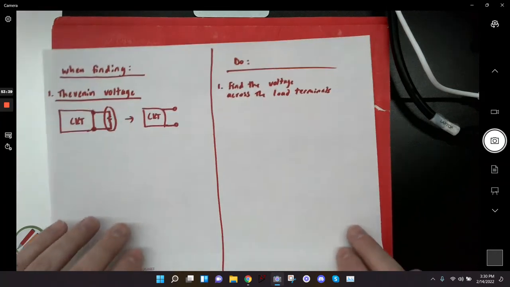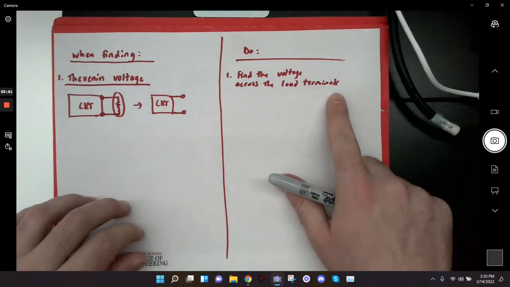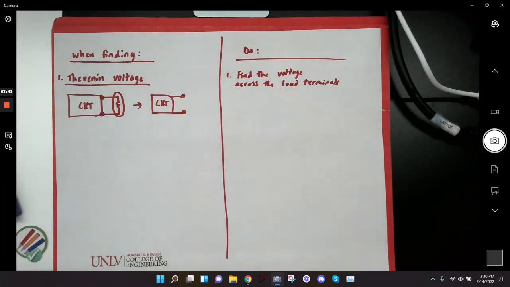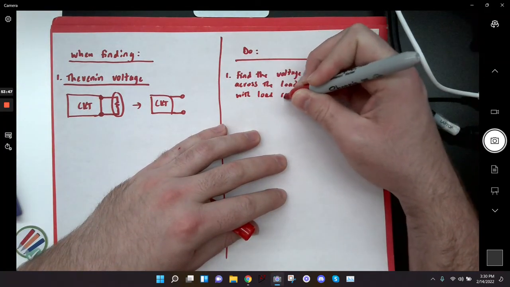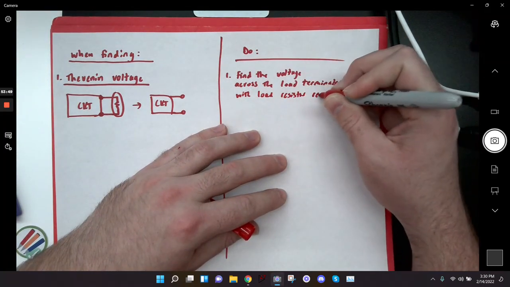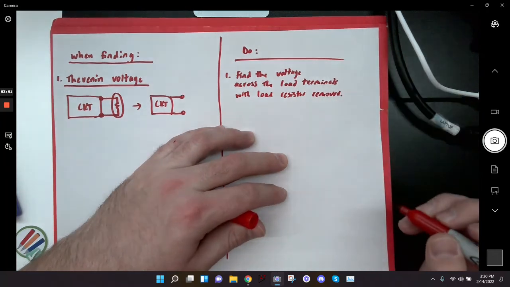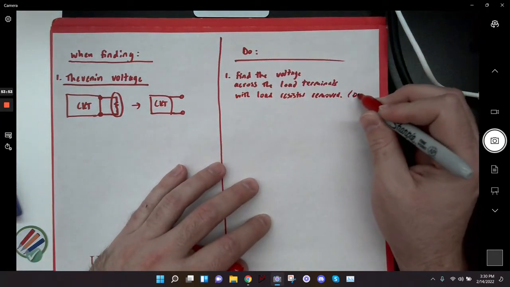So when you find the Thevenin voltage, you find the voltage across the load terminals with the load resistor removed. And it's going to be an open.